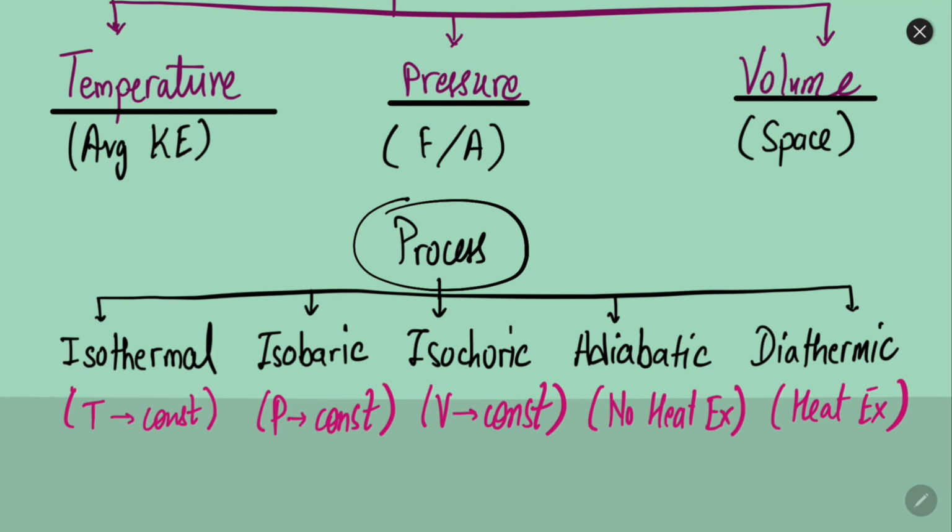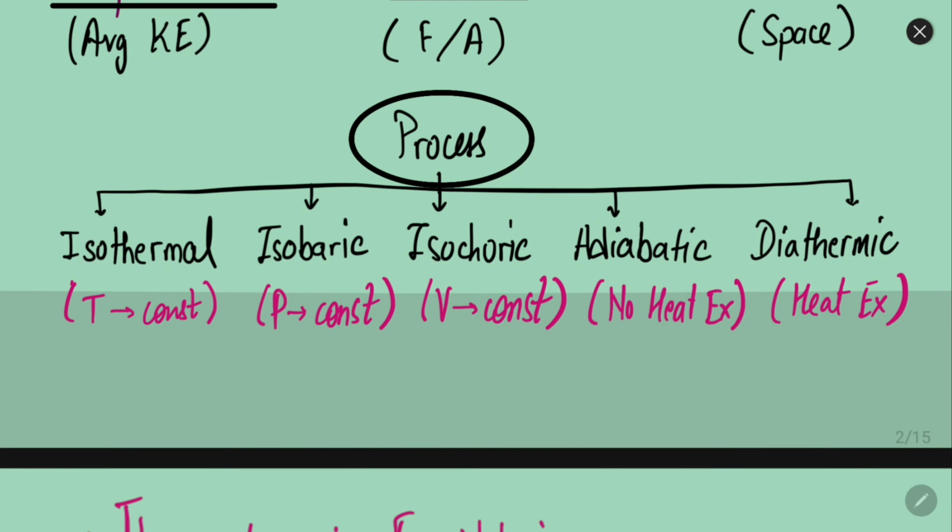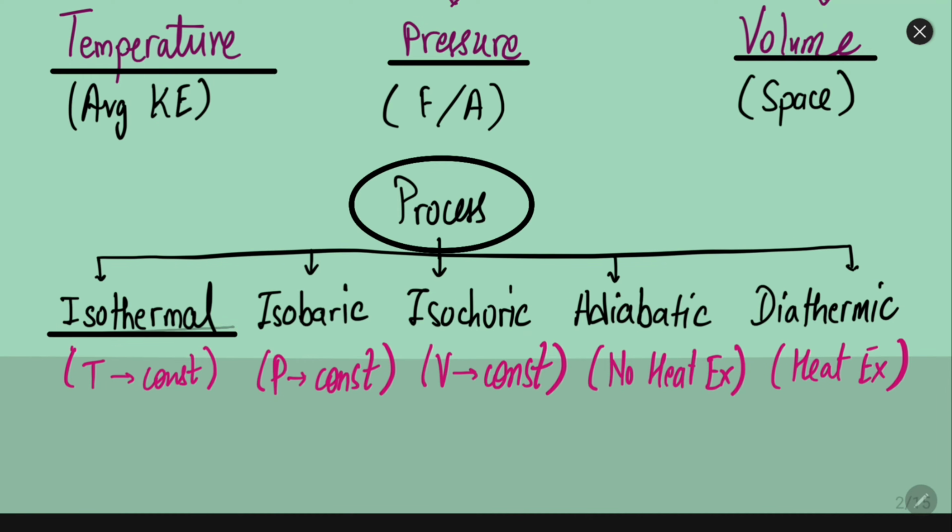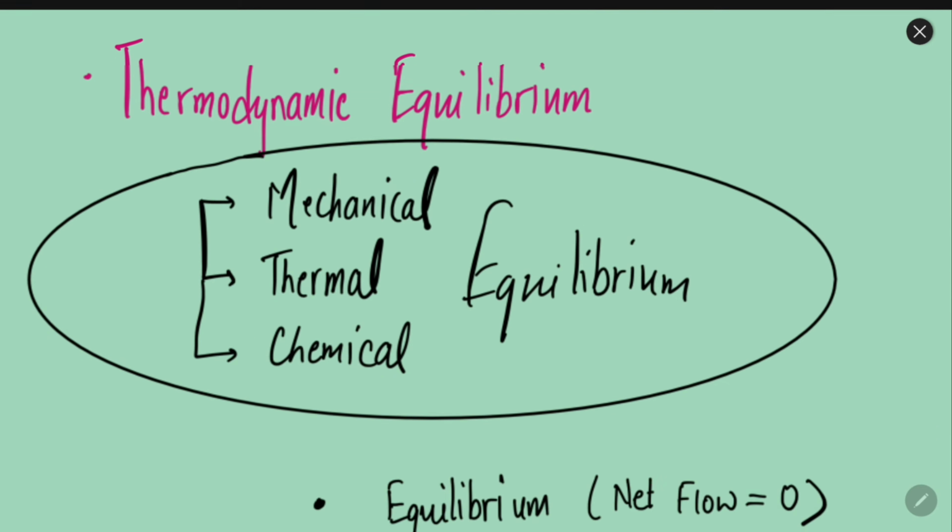Now there are different types of processes. An isothermal process is a process in which temperature remains constant. Isobaric is a process in which pressure remains constant. Isochoric is a process in which volume remains constant. Adiabatic is a process in which heat exchange does not take place. Diathermic is a process in which heat exchange takes place.